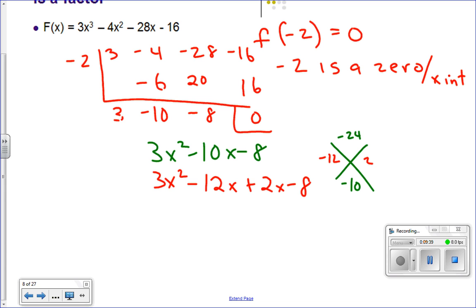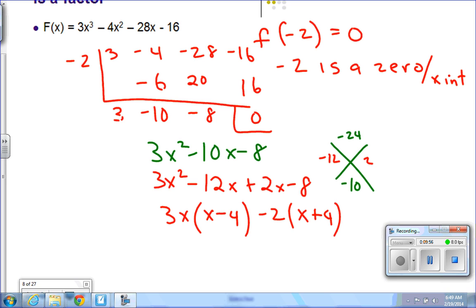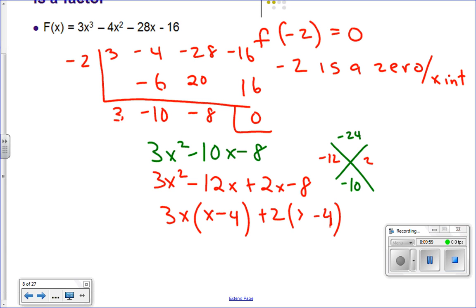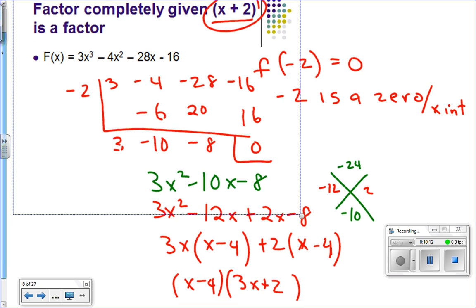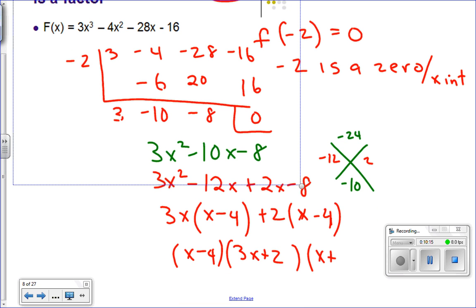And then, taking out a 3x, taking out a negative 2, we want to take a positive 2 out, so that we'll get the minus 4 here. So then our factor will be, let's see, x minus 4 is the common factor, and then 3x plus 2. If I multiply that by my original factor, which is x plus 2, I'll just tack it on at the end. So that is the complete factorization of f of x.